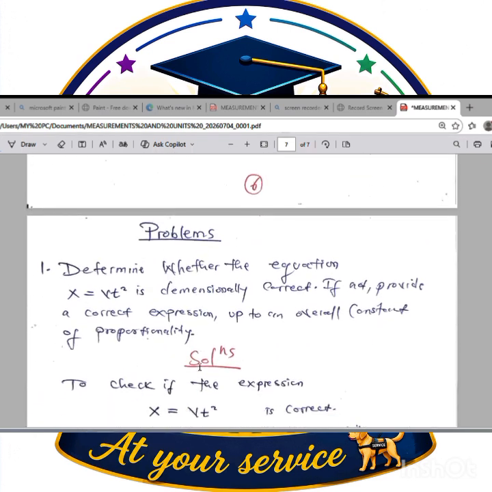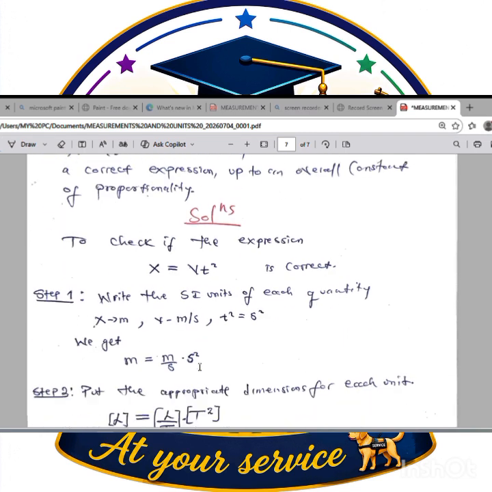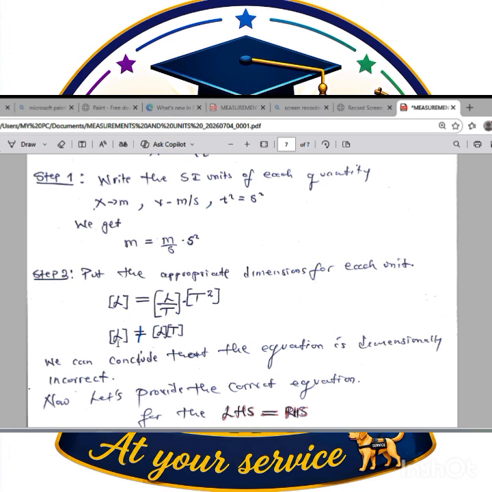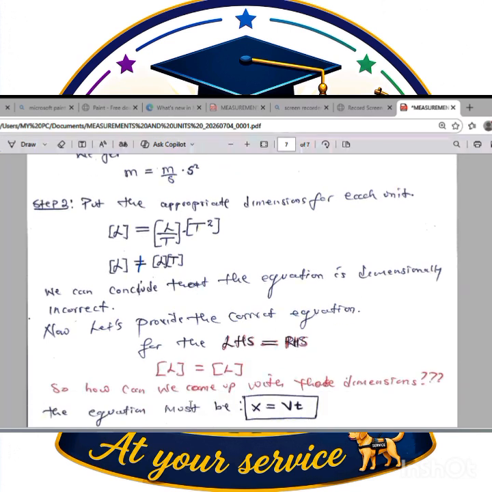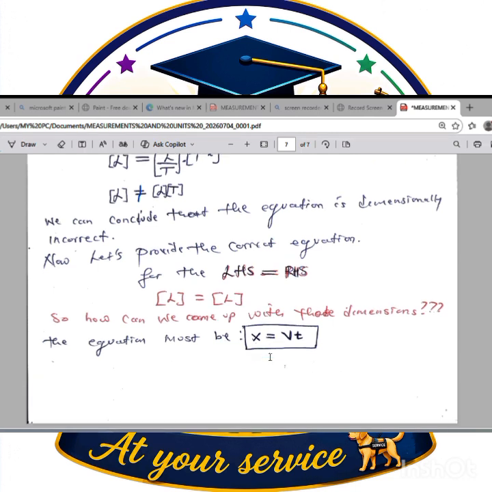Now, the problem is requiring you to provide a correct expression up to an overall constant of proportionality. So how will you do that? Let's now provide the correct equation for the left hand side being equal to the right hand side. The dimension should be L is equal to L. So how can you come up with those? The equation must be distance is equal to Vt. You can try to prove if this equation is going to give you L being equal to L, then you are well and dry.